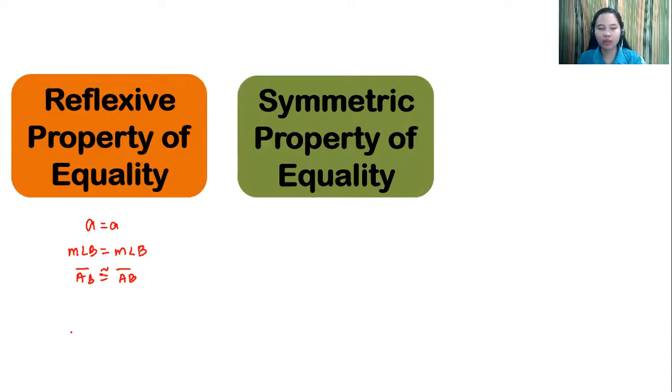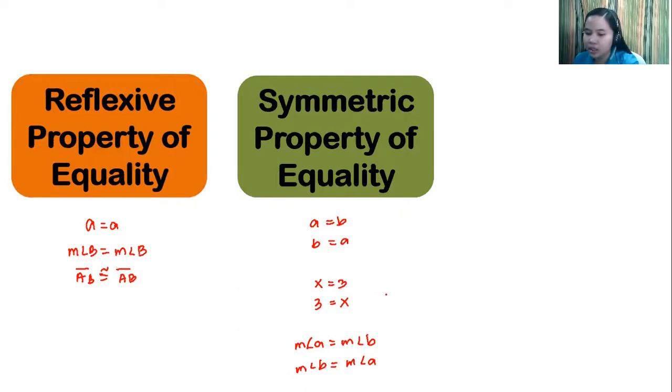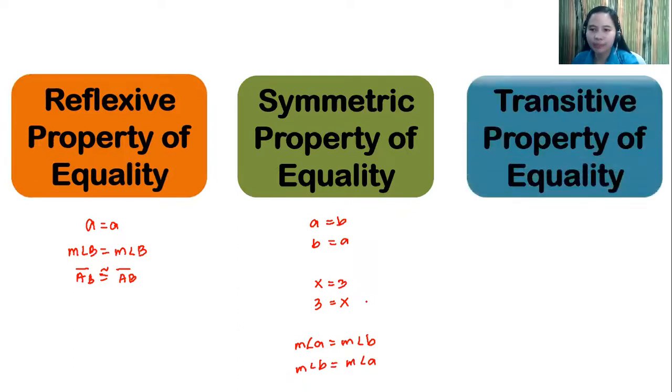How about symmetric property of equality? In symmetric property of equality, we are talking about the position. Even if you change the position, it is still the same. For example, A is equal to B, then B is equal to A. Walang mababago. For example, X is equal to 3, 3 is equal to X. For another example, measure of angle A is equal to measure of angle B. Change the position, still we have measure of angle B is equal to measure of angle A. That is symmetric.